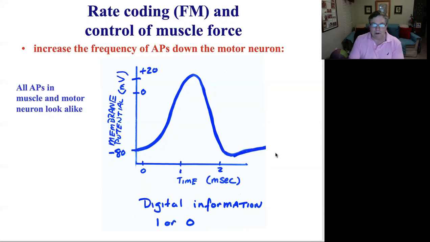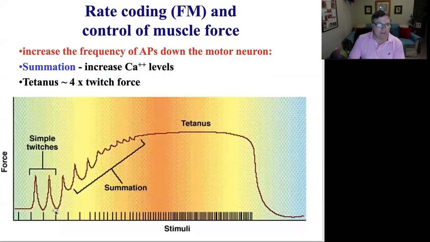So normal would be resting membrane potential. That's a 0. The action potential is a 1. So there aren't larger or smaller action potentials. That's just your bit, B-I-T, of information. So 1 or a 0. So a really good way to code information.